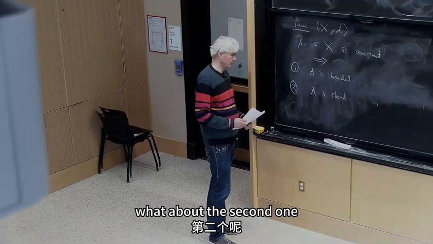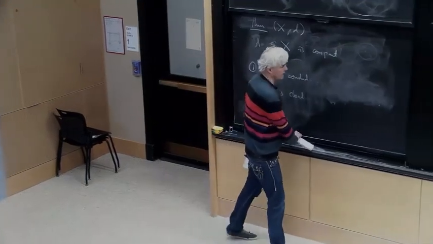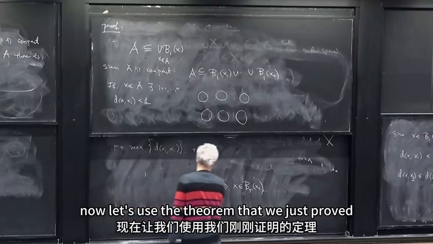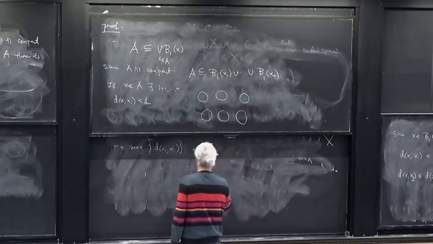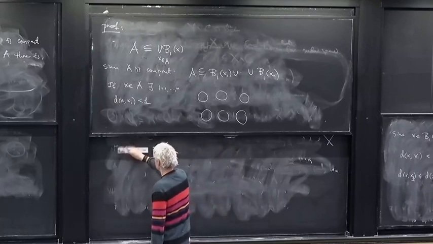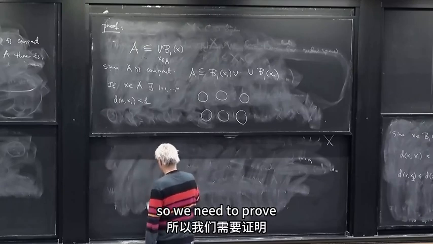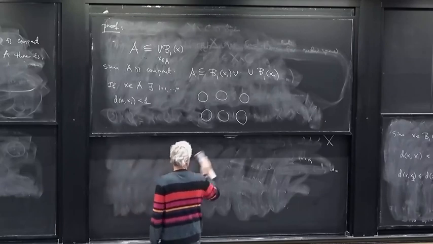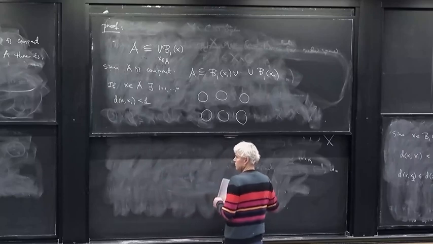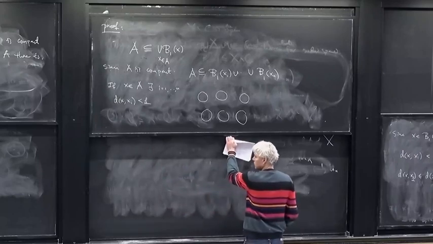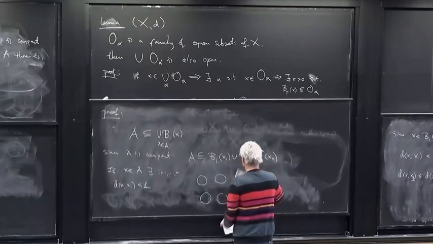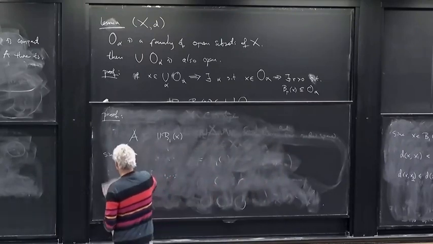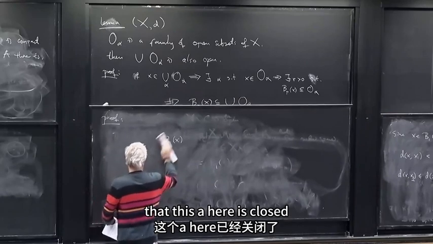What about the second one? Suppose you take a subset, is it closed? Now let's use the theorem that we just proved. So we need to prove, okay, so let's prove that this A here is closed.